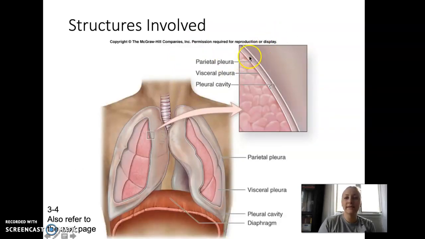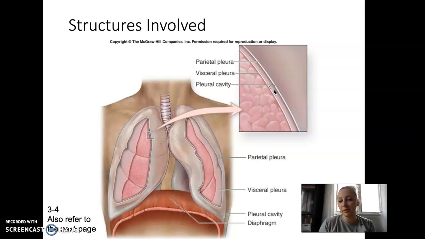So when you look at the structures of the pleural cavity, on the outside part, we have the parietal pleura. The inside portion here is the visceral pleura. This is the part that actually bumps up against the organ itself, or is continuous with the organ itself. And then the pleural cavity is in between those two tissues. This is going to be fluid filled, and it's going to be just like the other cavities we've talked about.